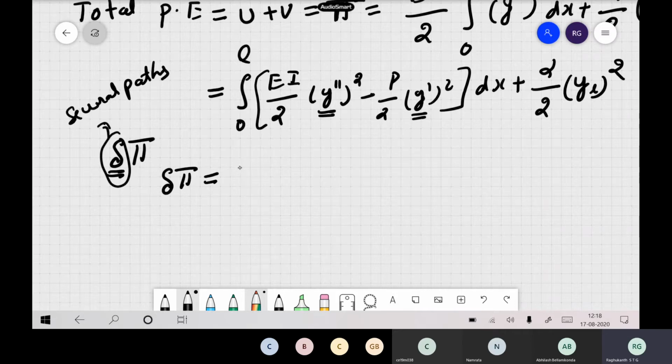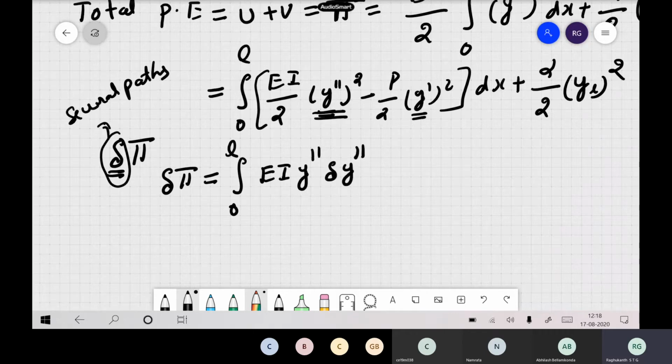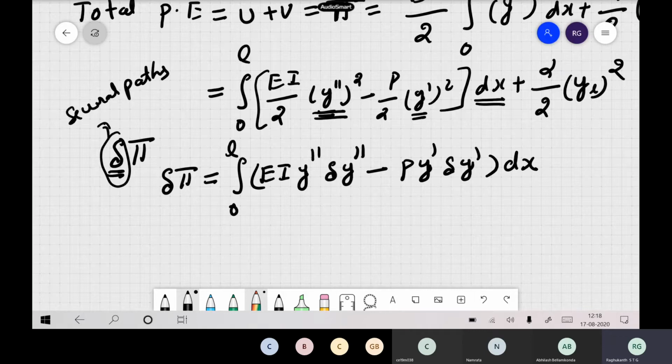If you try to calculate this and take this inside your calculation, it is like the derivative with respect to y double dash. The 2 gets cancelled, so this becomes EI y double dash delta y double dash, minus P, here also the 2 gets cancelled, y dash delta of y dash, multiplied by dx. So this is a variation, and please remember here, delta is nothing but the derivative with respect to the variation, acting like d by dx.